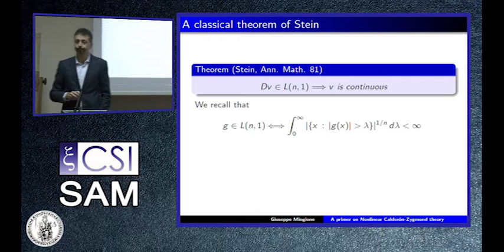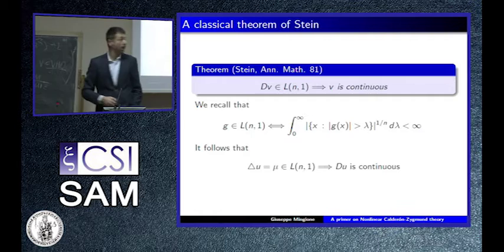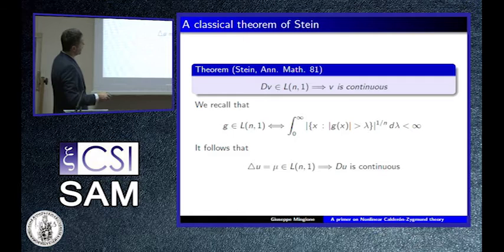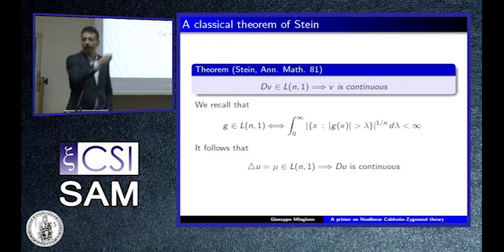Okay, what is L^{n,1} about? It's what you expect. It follows that if you have Laplacian of u equals mu in L^{n,1}, then Du is continuous, because these are interpolation spaces, essentially. Why? Because since these are interpolation spaces, by Calderón-Zygmund, the second derivatives are in L^{n,1}, and therefore, by the previous theorem, Du is continuous. This statement is essentially equivalent to the first one. So this is just another way to state Stein's theorem.